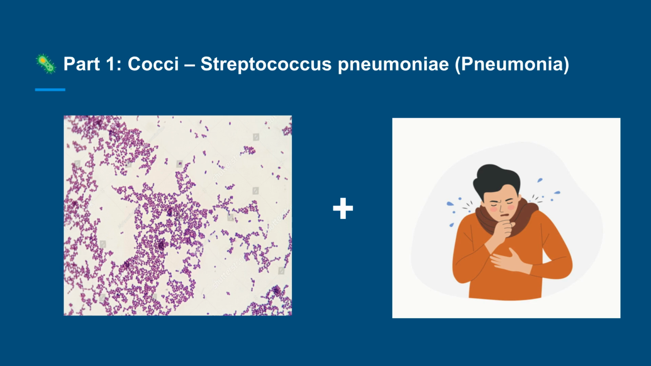Pneumonia is a lung infection that can cause fever, chills, coughing, and chest pain. It's spread through droplets in the air when an infected person coughs or sneezes. Treatment usually includes antibiotics like penicillin or amoxicillin, and in some cases, vaccines can actually prevent infection altogether. So let's move on to our next bacterial shape.